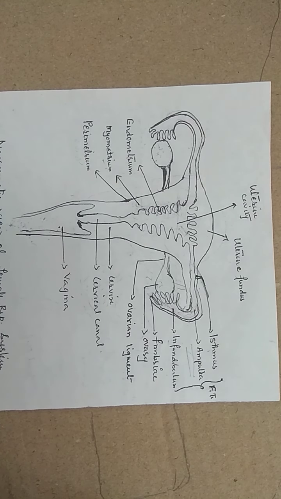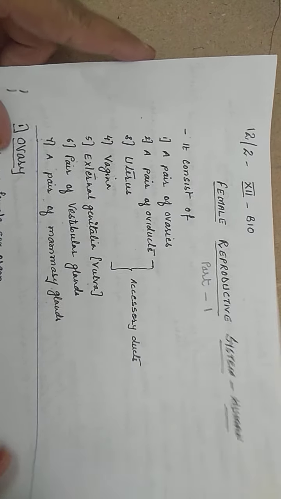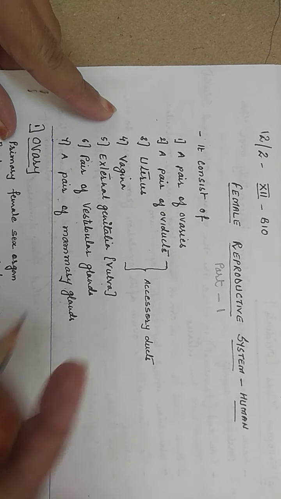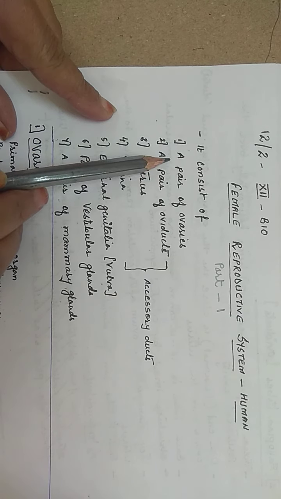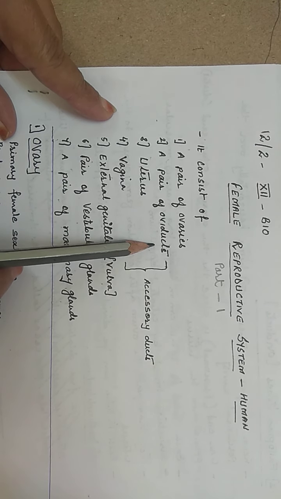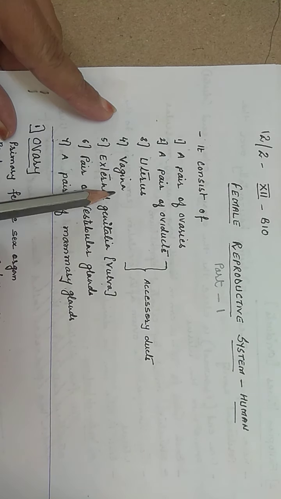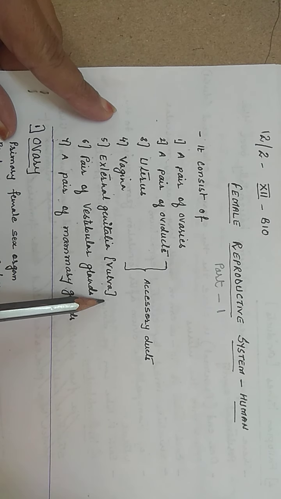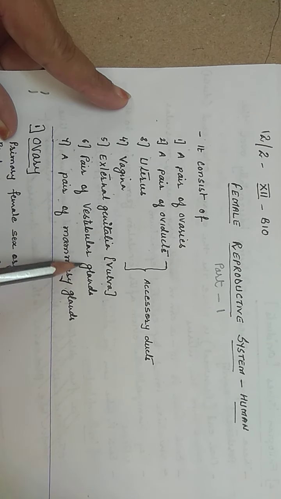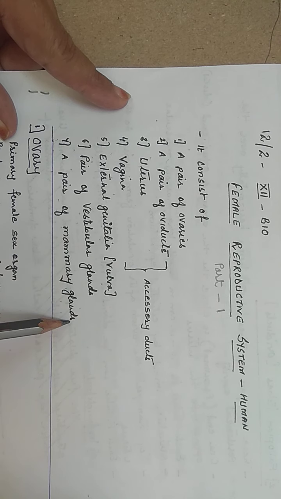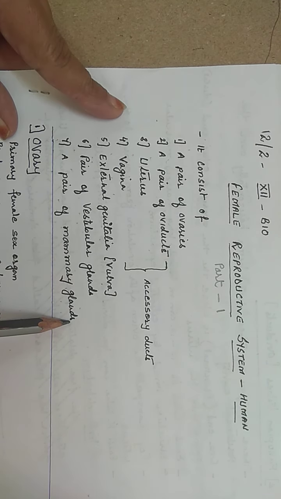Now let's start with the system, the organs which are involved in the reproductive system. The female reproductive system consists of a pair of ovaries, a pair of oviducts, a uterus, vagina, external genitalia which is also called the vulva, a pair of vestibular glands and a pair of mammary glands. Though the mammary gland is a secondary sexual character, it is associated with reproduction, so obviously I will be including it.